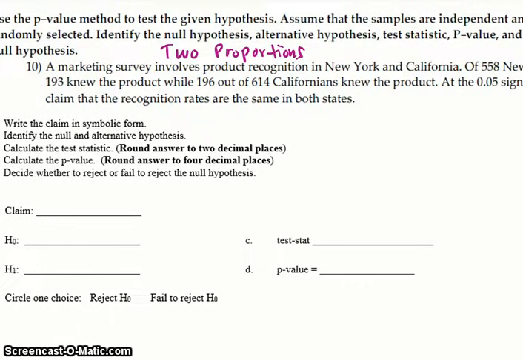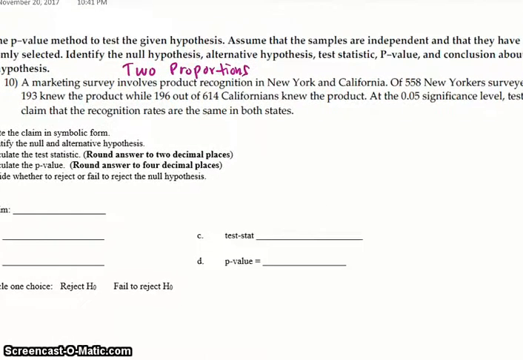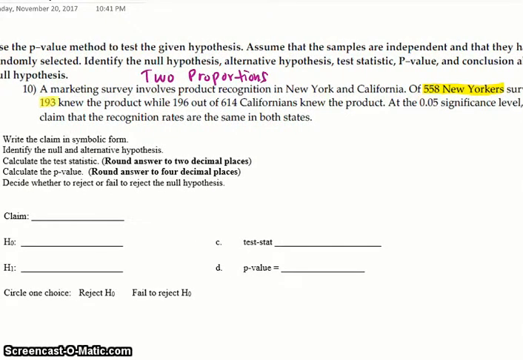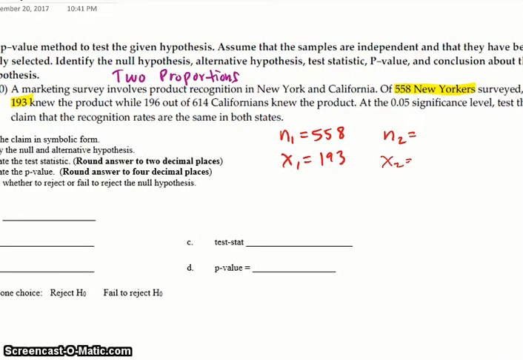All right, so once we determine that this is two proportions, let's identify the relevant values. 558, that's the number of people in the first sample. 193, that's x sub 1, right? So n sub 1 is 558, x sub 1, 193. So n sub 2 and x sub 2, let's identify those. N sub 2 is the total number of Californians, the number of people in the second sample, so 614. And then x sub 2 would be 196.